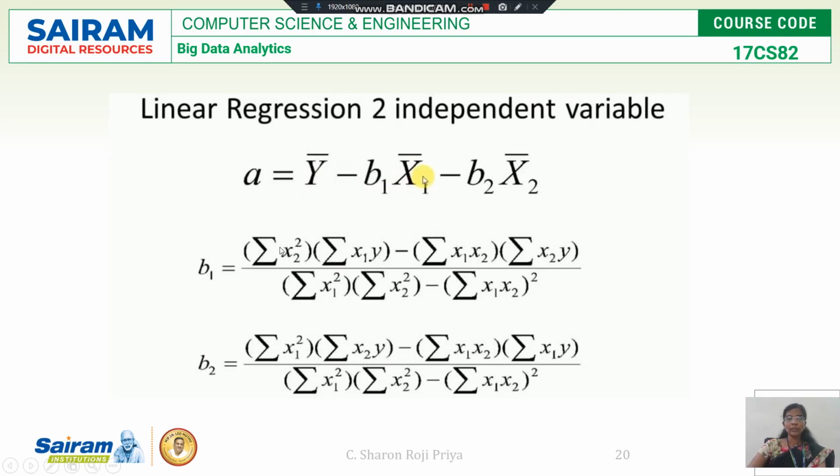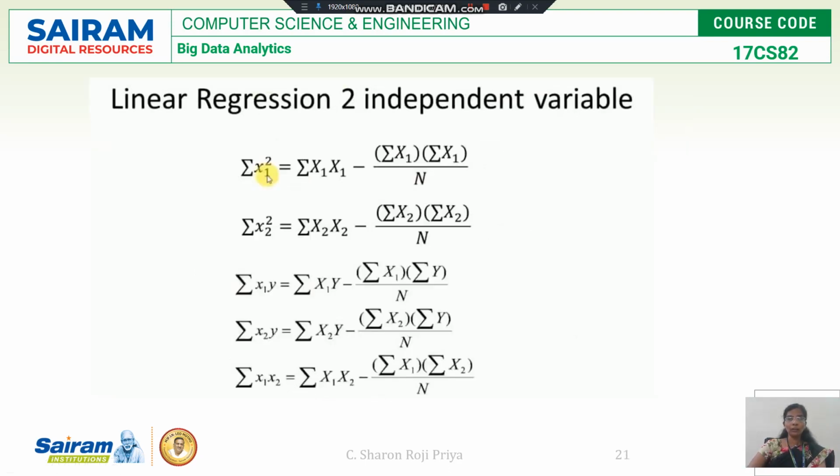So to get the summation of x2 square, I have another set of formulas. Sigma x1 square is equal to sigma capital X1 square minus the summation of the first variable into the summation of the second variable by n, the total number of instances. Similarly, you have the formulas for x2 square, x1y, x2y, and x1x2.